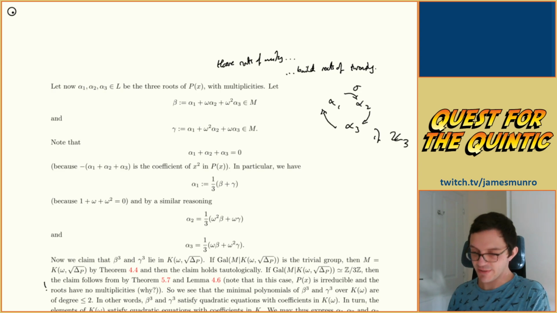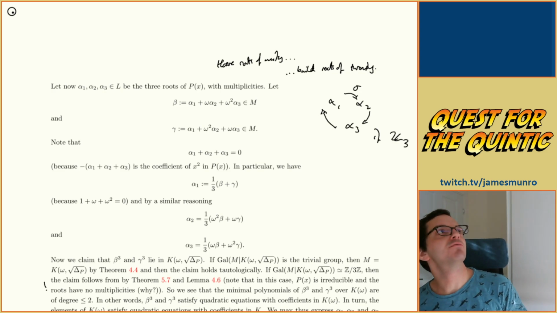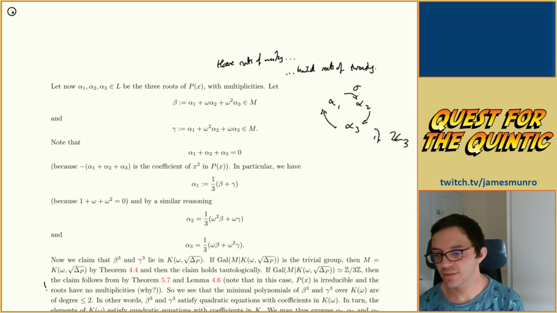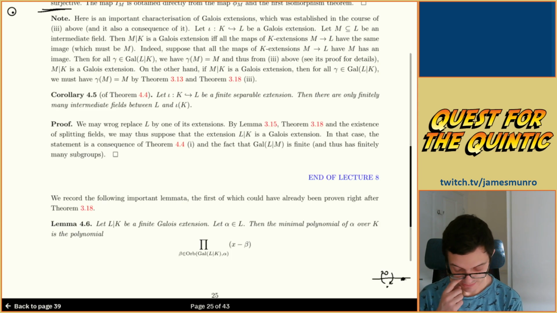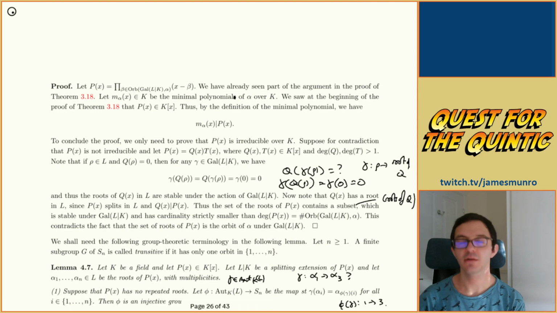Am I not being imaginative enough? Sometimes happens. Could have the roots root 2 twice and then something else. Doesn't feel realistic. Okay, I think I was supposed to understand this through Galois theory. Let's have a look at 4.6. Oh, the minimal polynomial is where that's the orbit.